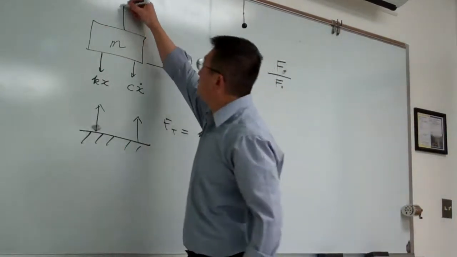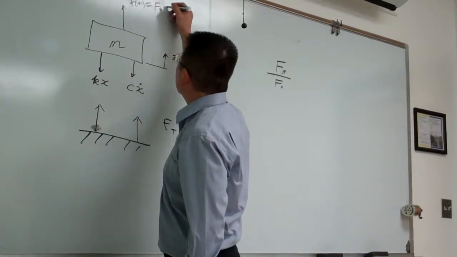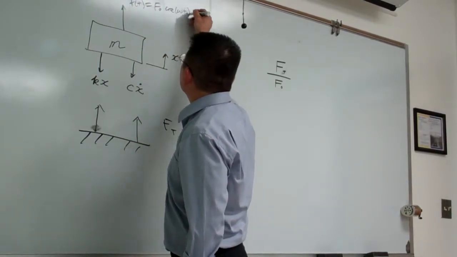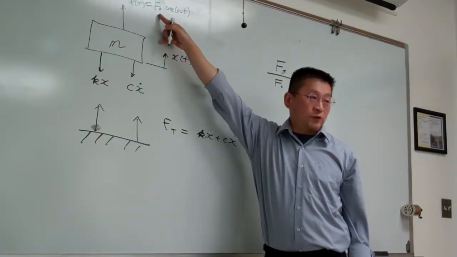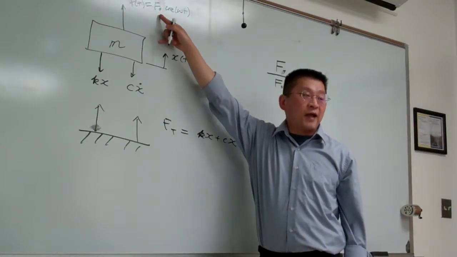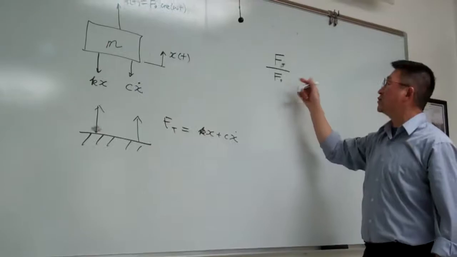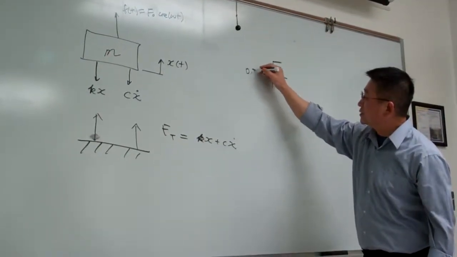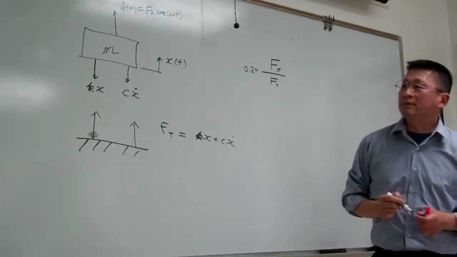So assuming that the force is F equal to F naught cosine omega t, F naught is the magnitude being produced, and we wish that magnitude can be reduced by 80%. That means this ratio, at most, is 20%, 0.2. Starting from here.